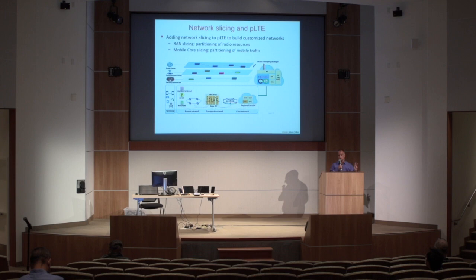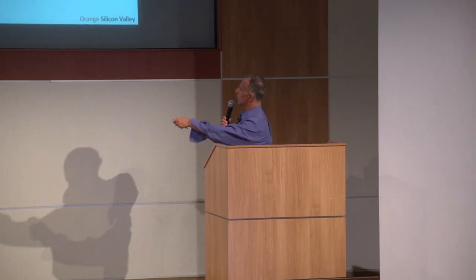And when it comes to private LTE, there's like two types of slicing. There's the slicing on the RAN side, on the radio access network, which is like partitioning your radio resources. And there's slicing on the mobile core side. That's where essentially you will segregate your mobile traffic. And here, what I'm showing is, again, how you can slice your infrastructure across your network from the radio access side all the way back to the core.